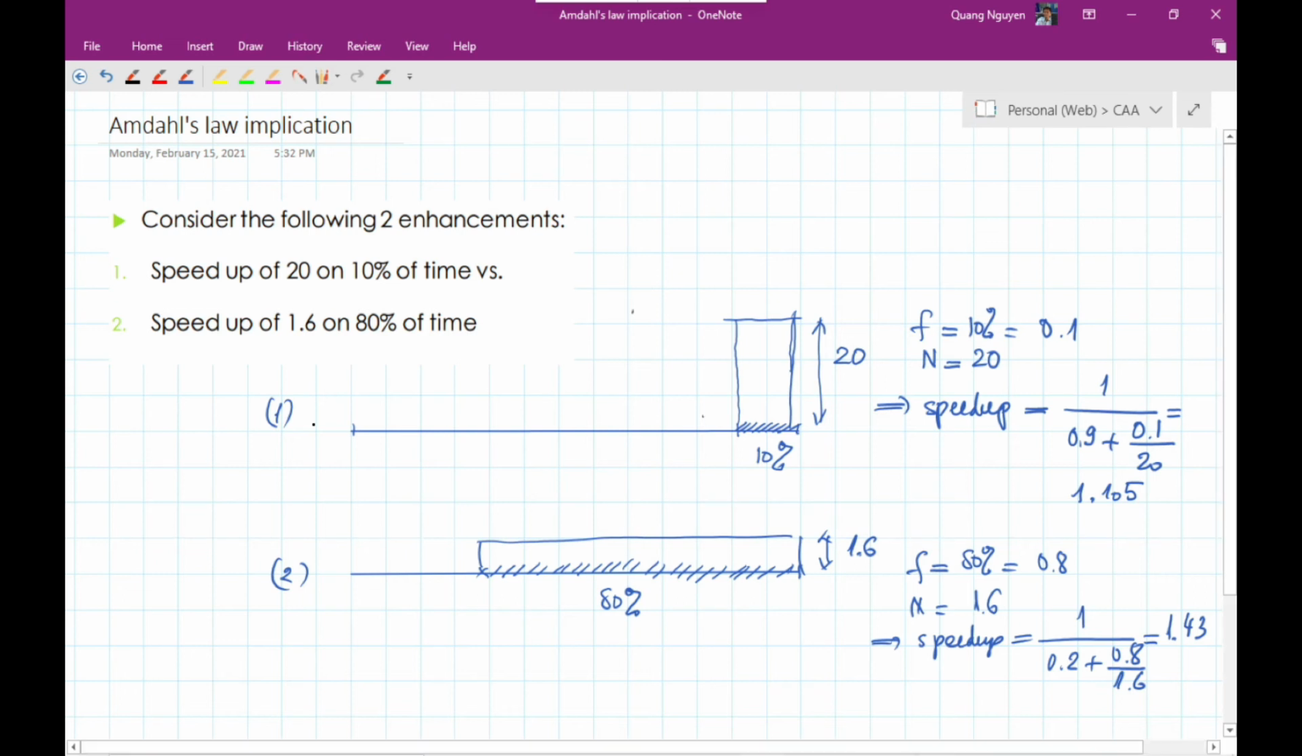You can see that for the second circumstance, the level of improvement is not much, but you make it on a large part of the system. While for the first circumstance, the enhancement is very large, but you made it on only a small part of the time of the whole system. And you can see that the second circumstance gives a better speedup, so I can say that making the common case fast is always the best. It's much better than focusing on a small part of the system.